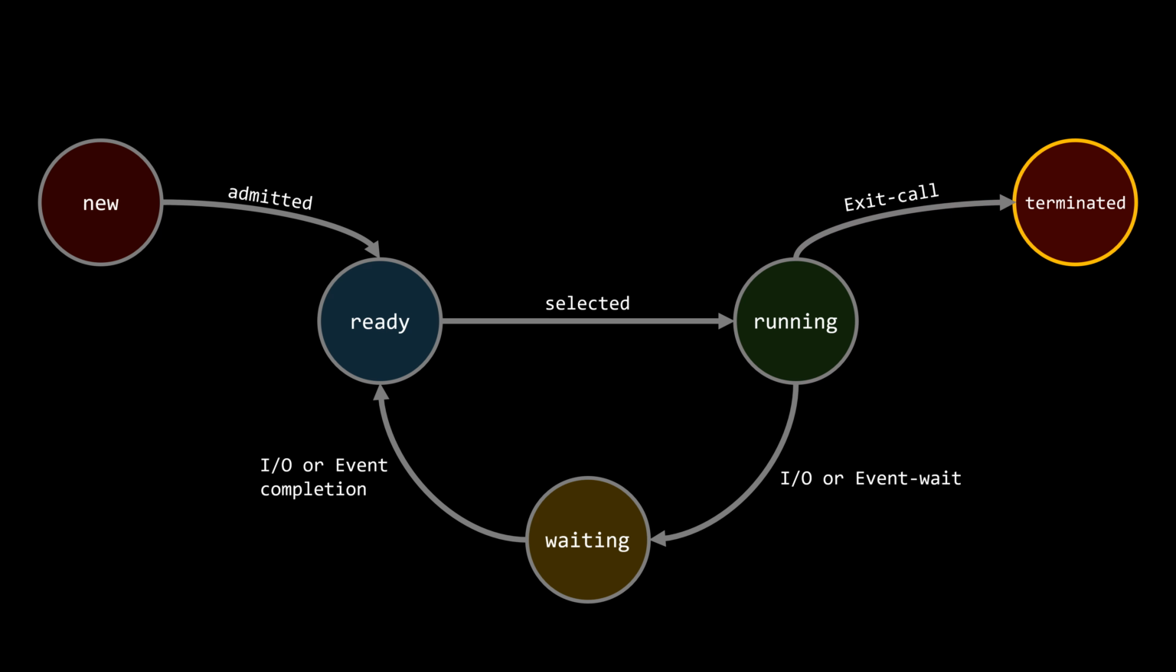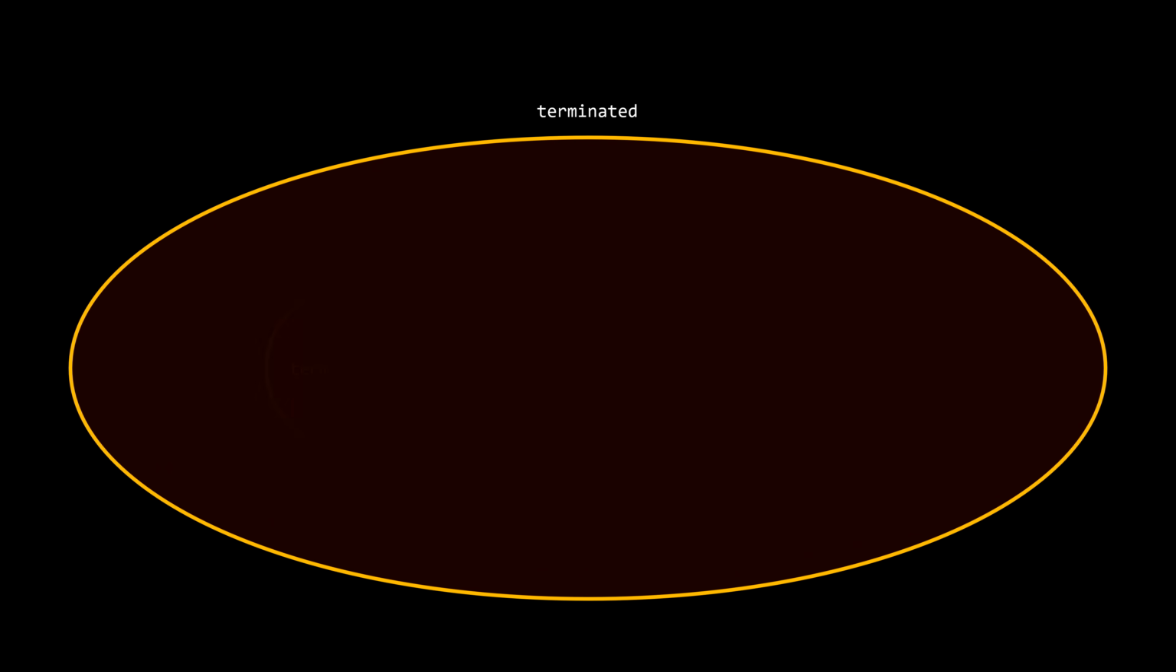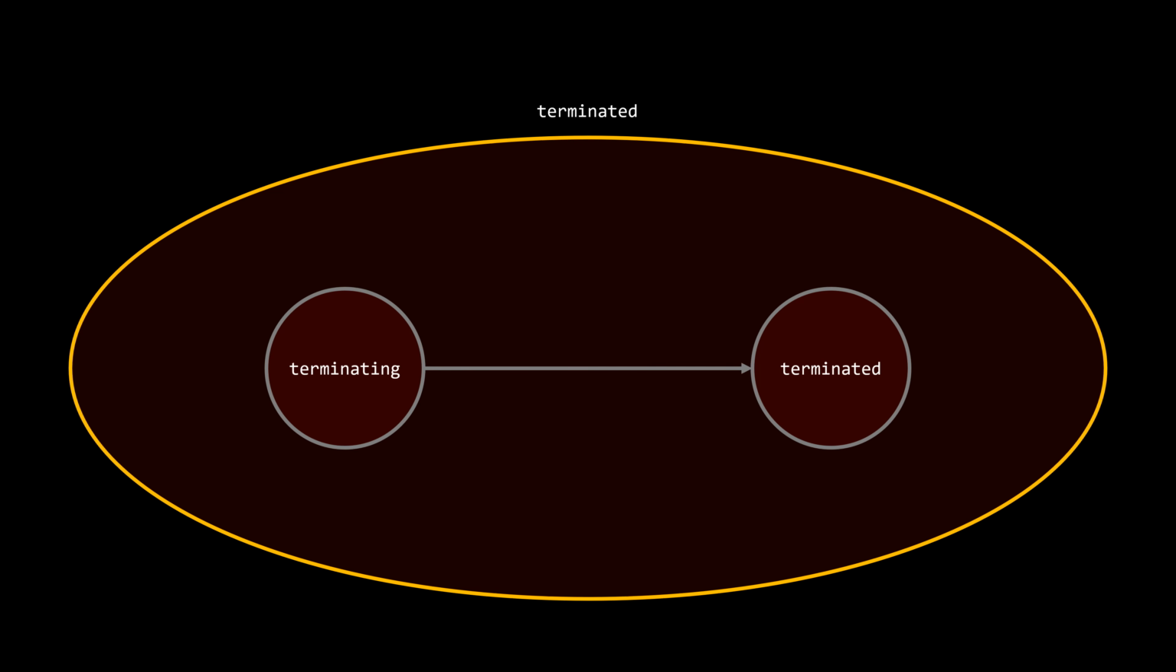These names are arbitrary, and they vary across operating systems. The states that they represent are found on all systems, however. Certain operating systems also more finely delineate process states. For example, a terminated process may not be really terminated. After making a system call to exit, the operating system must free all allocated resources, including memory. Some operating systems make a clear distinction between a process that has been fully terminated and one that is still in the process of termination.